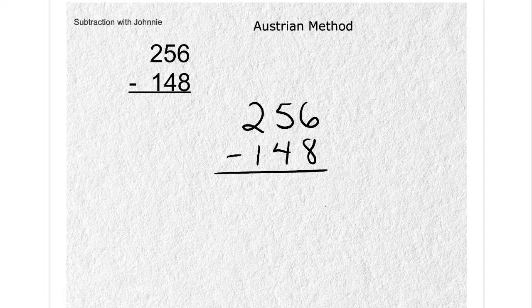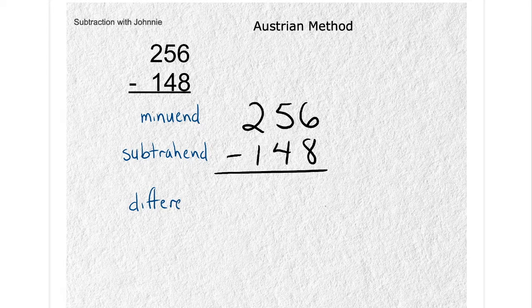And we want to keep in mind that this top number is the minuend, and this bottom number is the subtrahend. It'll help us keep straight what we're doing as I describe this. And of course, the minuend minus the subtrahend gives us the difference. Okay, so that's all good.